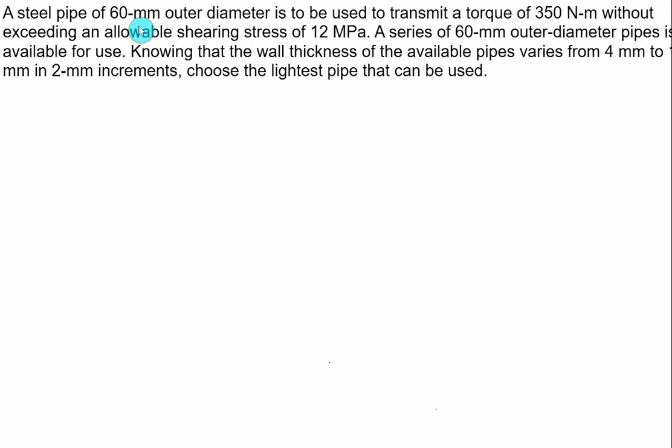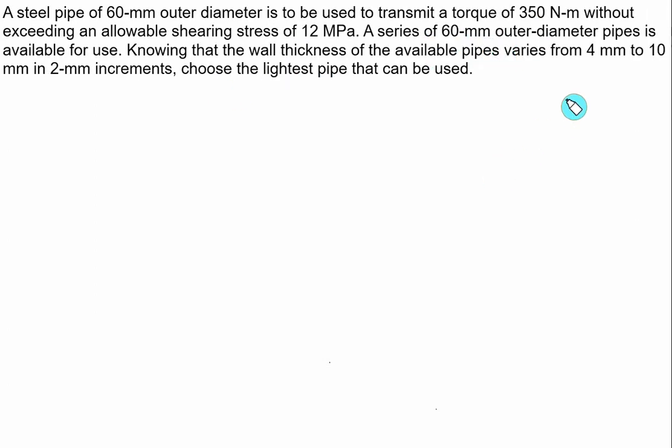A steel pipe of 60 mm outer diameter is to be used to transmit a torque of 350 Newton meter without exceeding an allowable shearing stress of 12 megapascal. A series of 60 mm outer diameter pipes is available for use. The wall thickness of the available pipe varies from 4 mm in 2 mm increments, meaning we have 4, 6, 8, and 10 mm thickness available. Choose the lightest pipe that can be used.